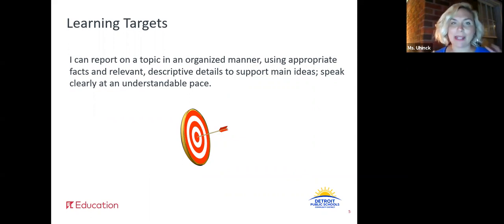So I just want to break this learning target down a little bit. First thing we're going to do is we're going to write. We're going to write in an organized manner. We're going to use facts, relevant and descriptive details that we've been learning and picking up and discussing all week long, right? And all of these are going to support this big main idea. But then we're also going to work on not only our writing, but how we're speaking, that we're speaking clearly and that we're speaking at an understandable pace.